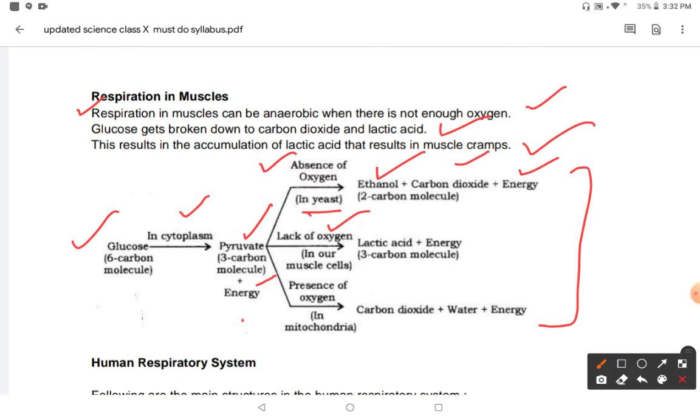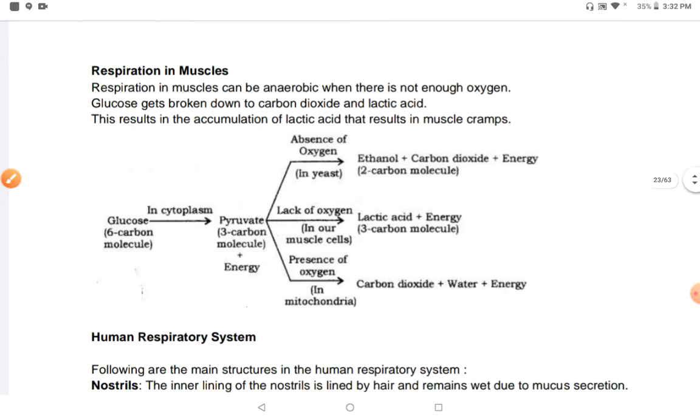When we do maximum practice in a day, some lactic acid is produced in our muscles along with energy, and that is the cause of cramps in our body. Next, pyruvate in the presence of oxygen, which always occurs in mitochondria, is converted into carbon dioxide, water and energy. This is about respiration.